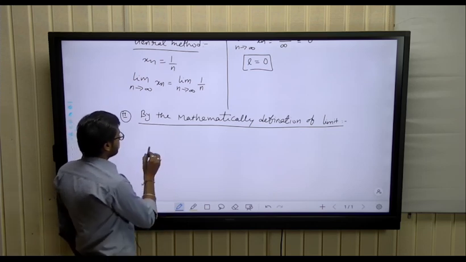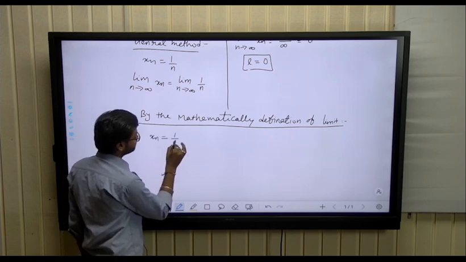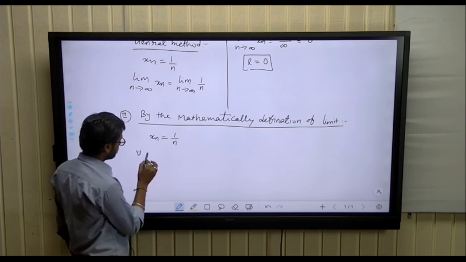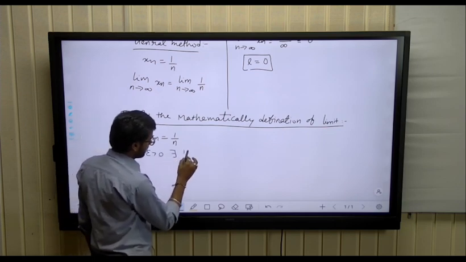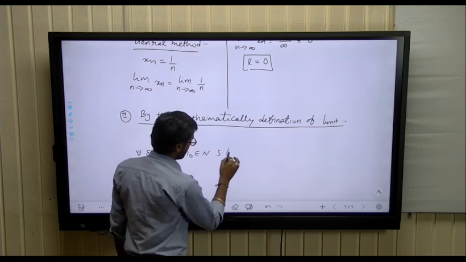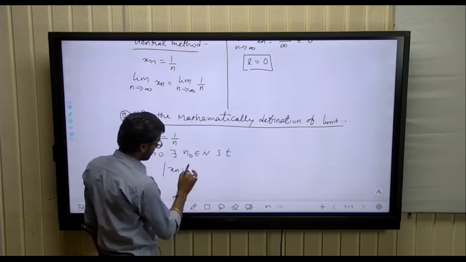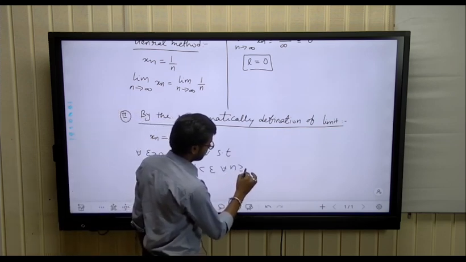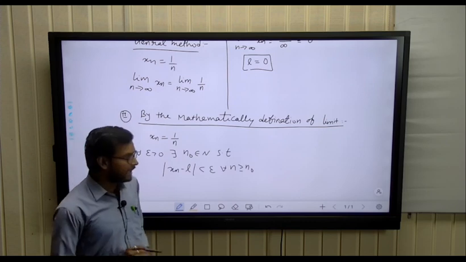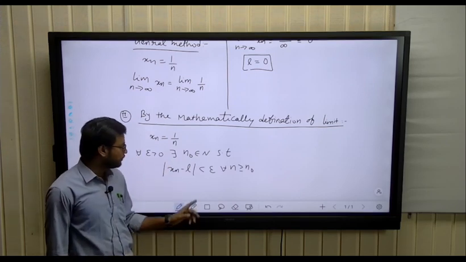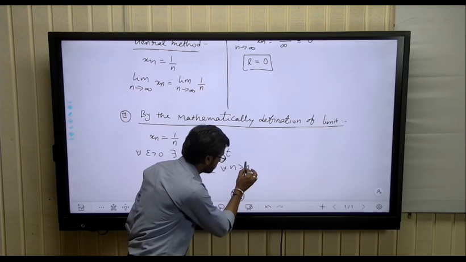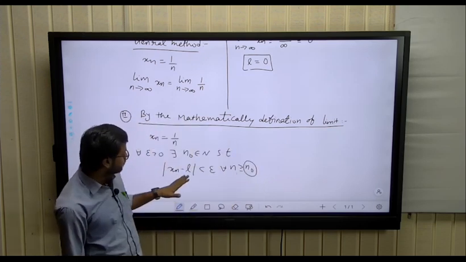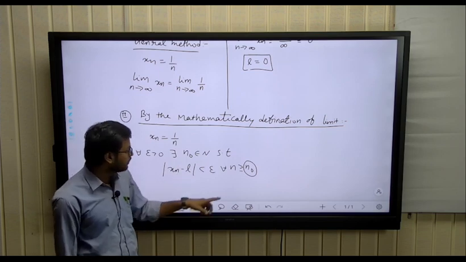Okay, now the sequence given is 1 upon n. What is the definition of limit? For all epsilon greater than 0, there exists n naught belonging to N such that mod xn minus L is less than epsilon for all n greater than or equal to n naught. The main aim of using this definition is to find the value of n naught.